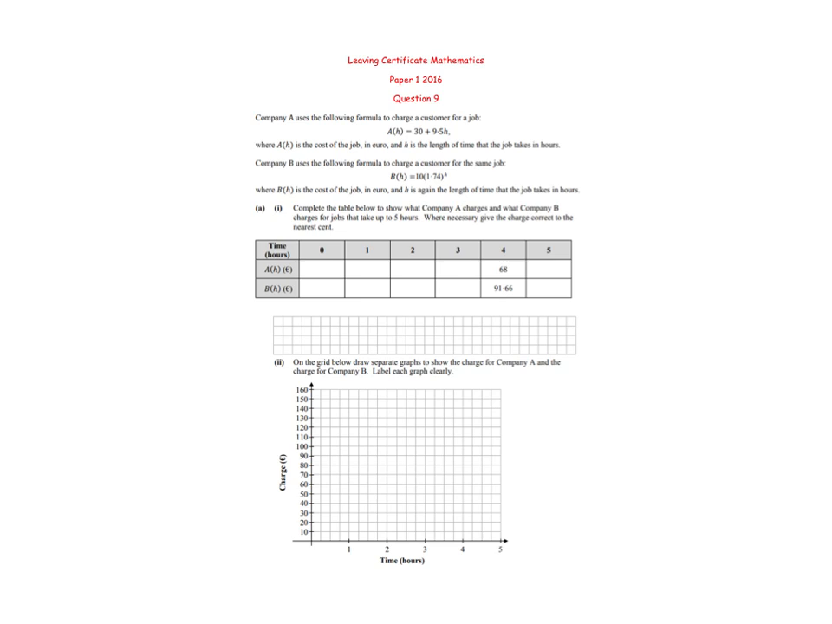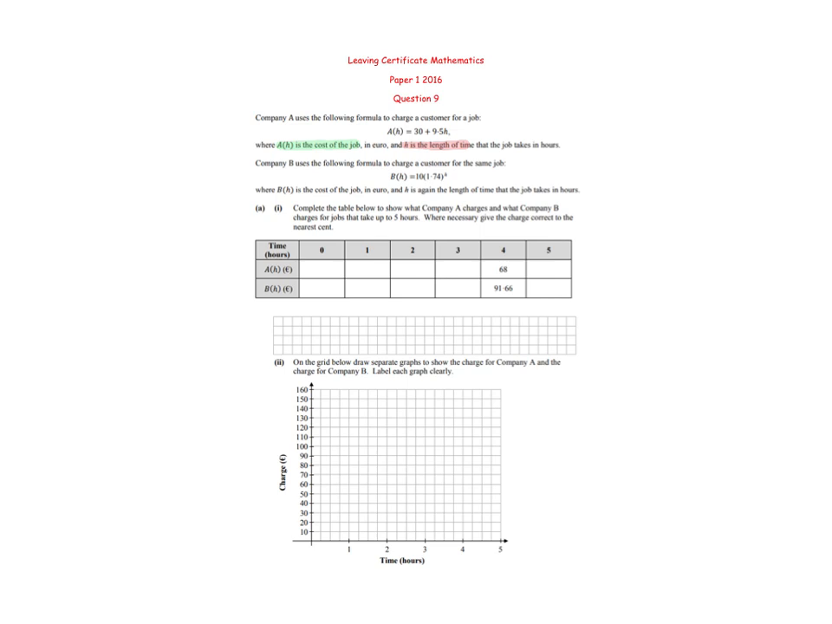So it says here, company A uses the following formula to charge a customer for a job, where we have A of H is equal to 30 plus 9.5H, where A of H is the cost of the job in euro, and H is the length of time that it takes to do the job. It's really important when you have these questions to underline these bits of information that you get. So A of H is the cost of the job, and H is the length of time.